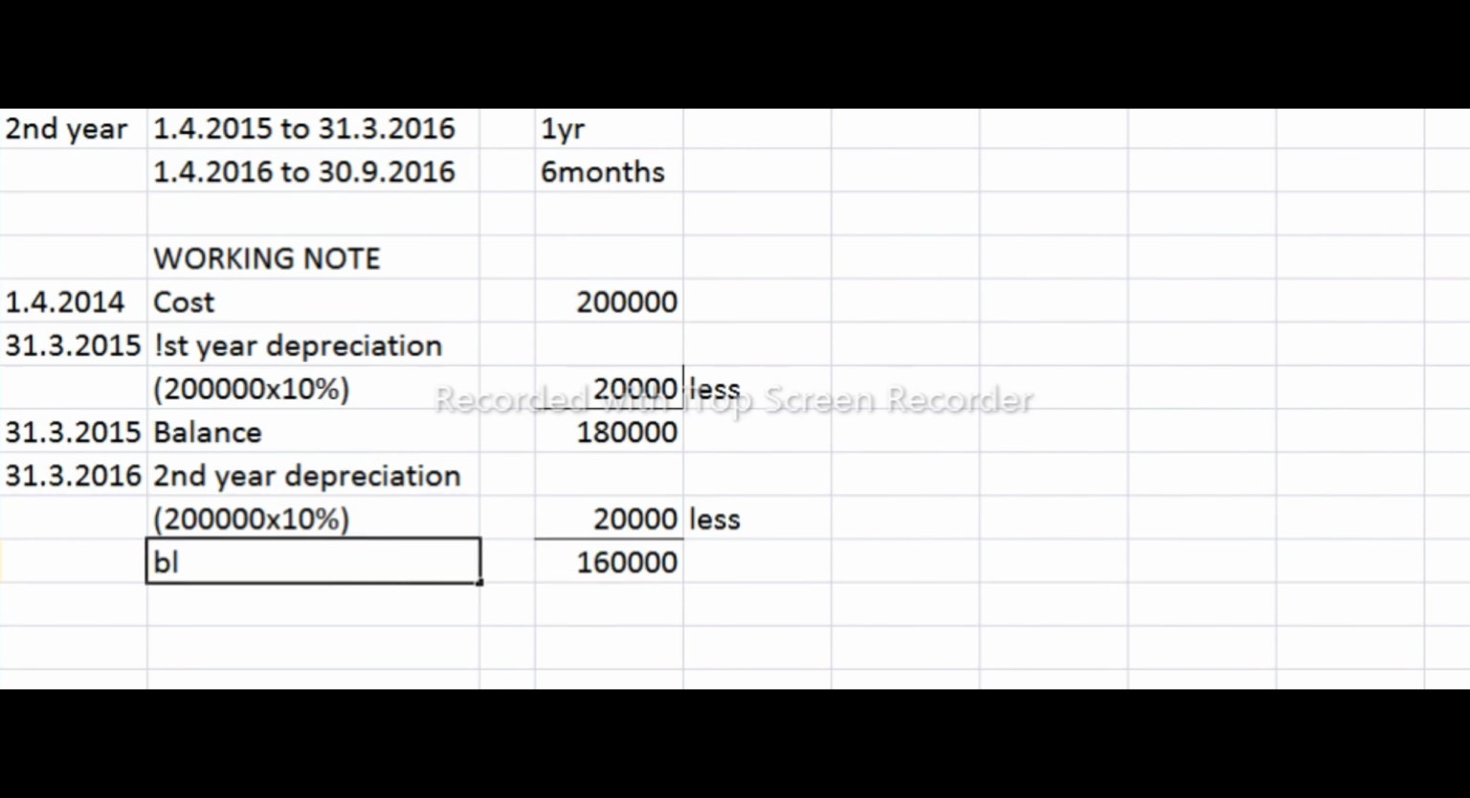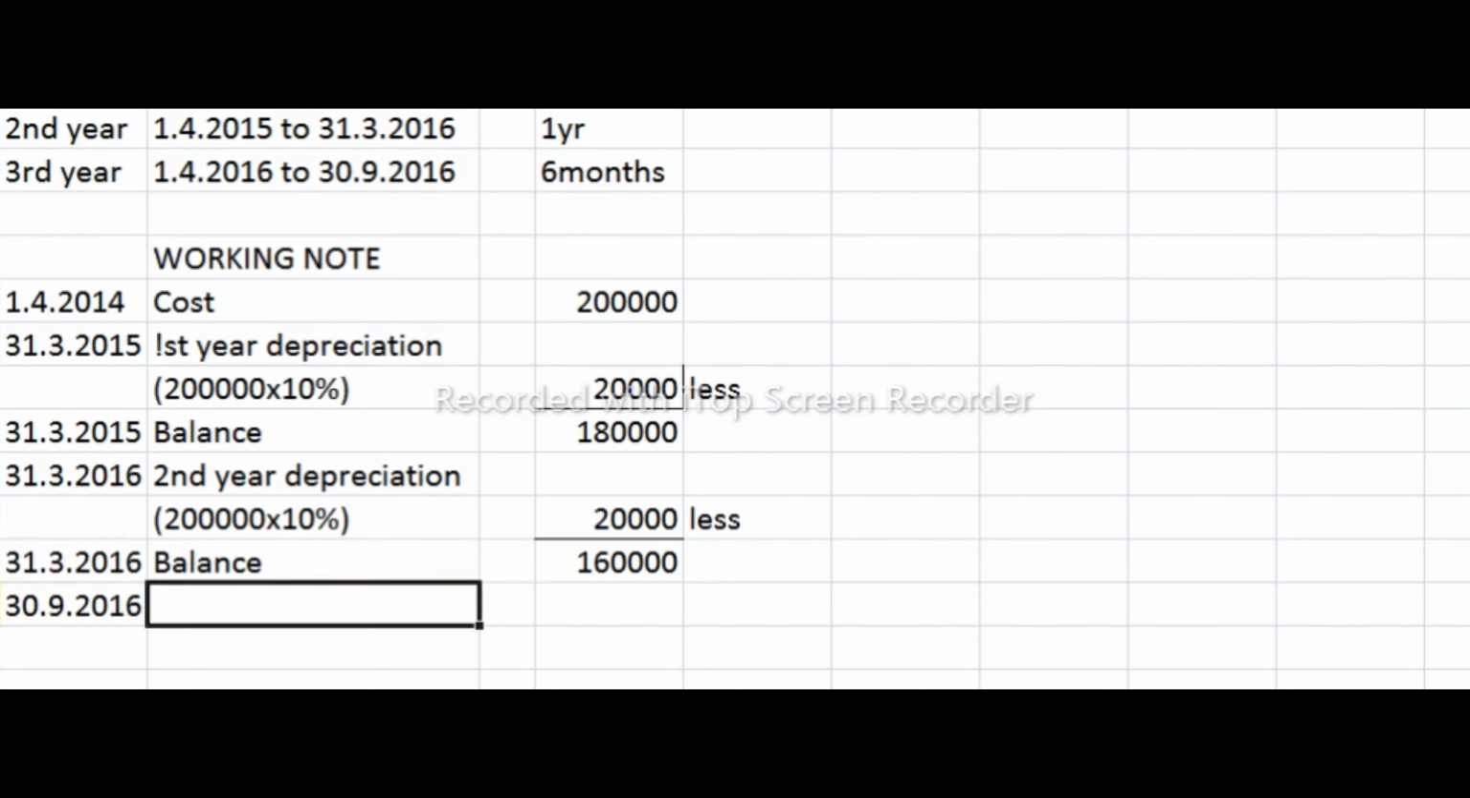Next, let's go to the last year's depreciation. So in the next step, write the date, that is the closing date. Now the closing date will be the sales date, the date on which we have sold the machinery. So 30/9/2016 we have sold the machinery, so write the date and less depreciation. Now this depreciation we're going to provide for only 6 months. So the calculation goes as, again original cost 2 lakh into 10%, that is the rate of depreciation, into 6/12. Why? Because it's only for 6 months.